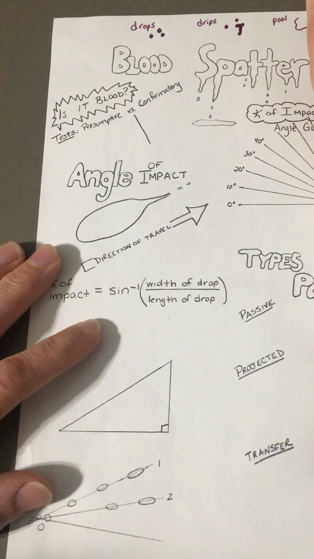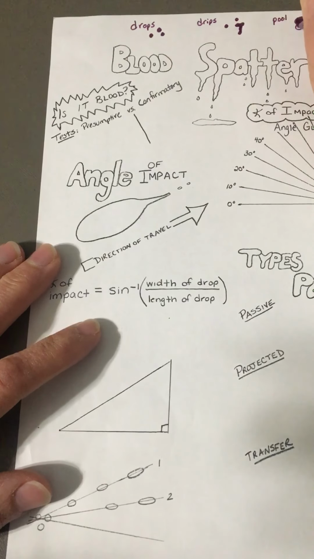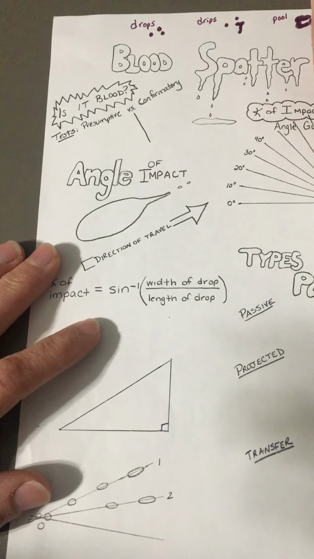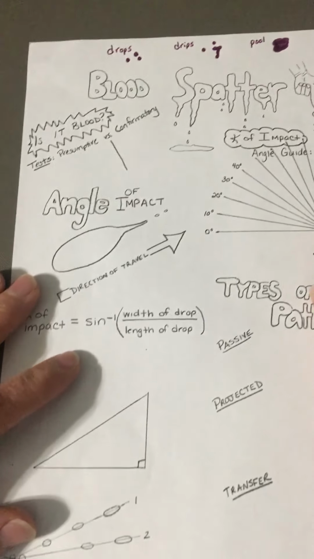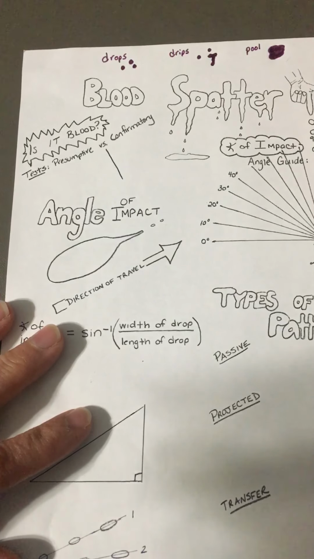So by blood spatter, we're really talking about any patterns that blood leaves behind at a crime scene. It could be pools of blood, drips of blood, drops of blood, or spray, high velocity spray. We're going to talk about all of those. So drops, drips, pools, all blood left behind at the crime scene.